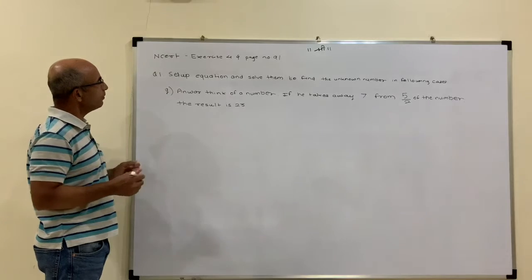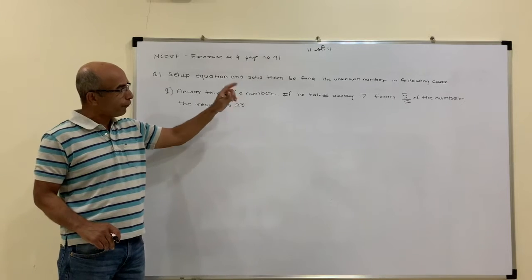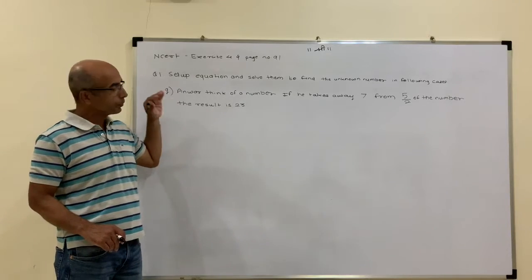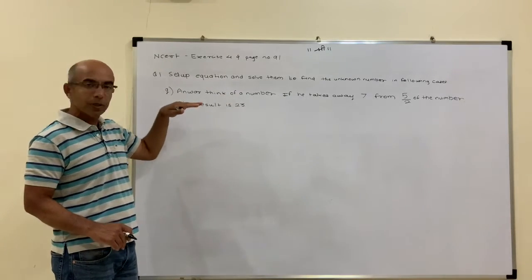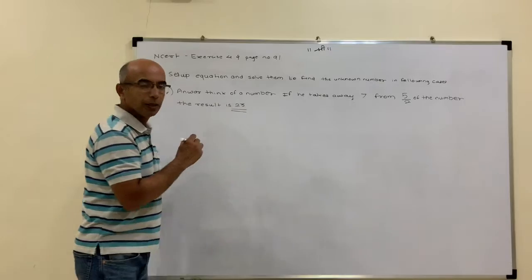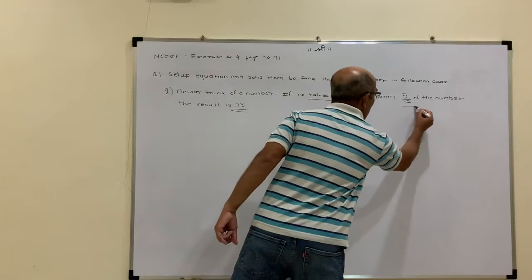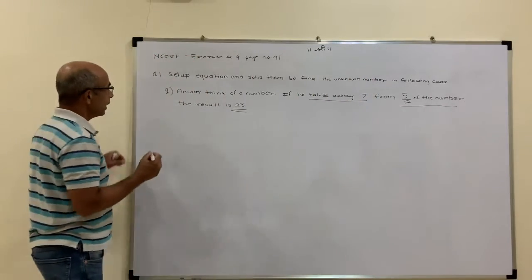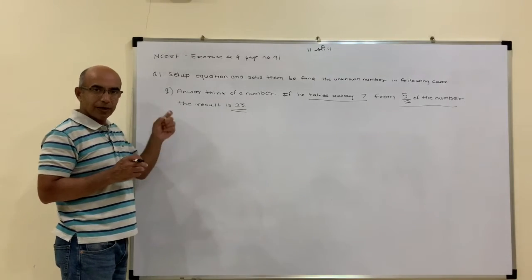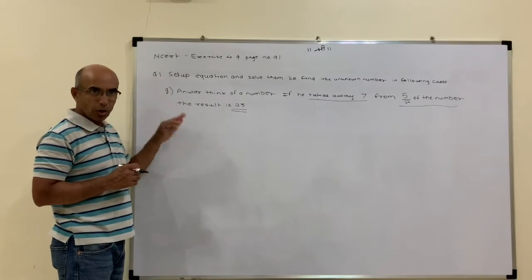Now problem G. Anwar thinks of a number. If he takes away 7 from 5 by 2 of the number, the result is 23. Again, we'll be underlining the important part of the statement in the question. The result is 23. Anwar takes away 7 from 5 by 2 of the number. So now we'll be solving this question in two stages. The first stage will be to construct an equation and the second stage will be solving the equation.